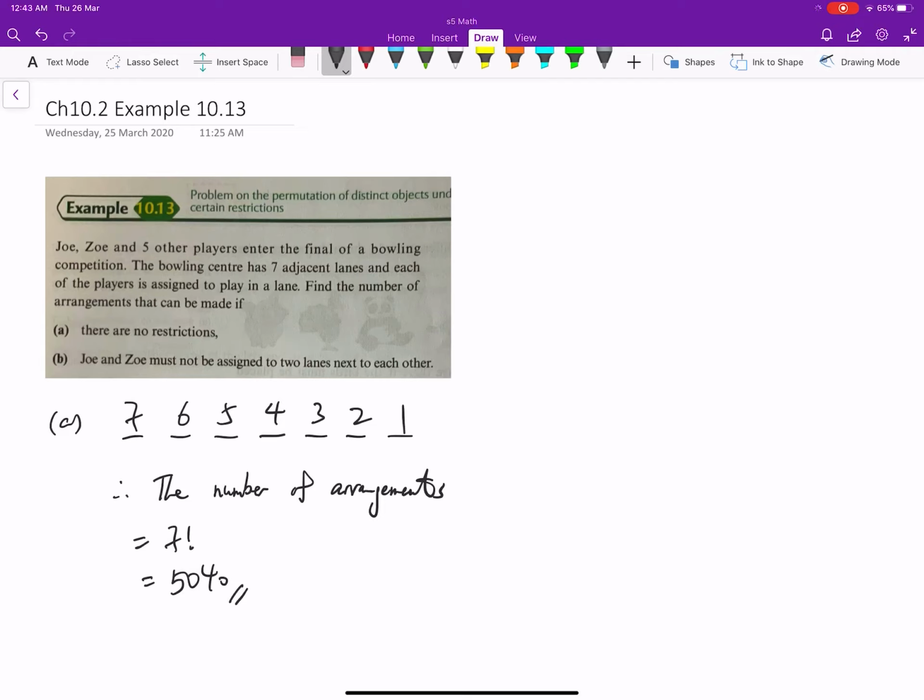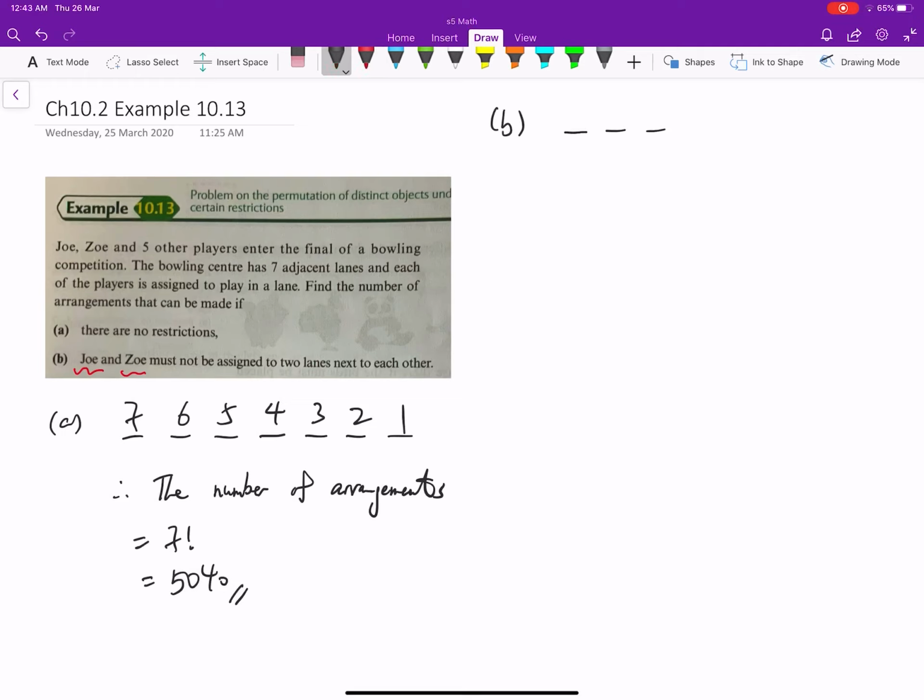Now, this example 10.13 is special at part B. So look at the question. Joe and Sui must not be assigned to 2 lanes next to each other. That means they cannot be adjacent to each other. So let's look at the cases.